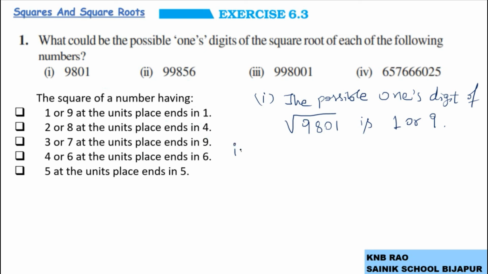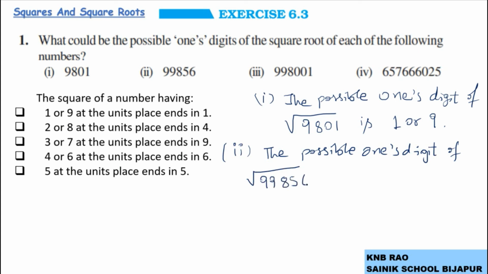Similarly, for the second question I will write, and you write the third and fourth on your own. The possible ones digit of the square root of 99,856 is, watch here, a number ending in 4 or 6 ends in 6. Therefore, 4 or 6. This is how we write. So the rest of the two questions you do on your own.